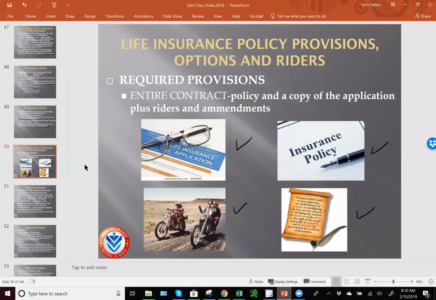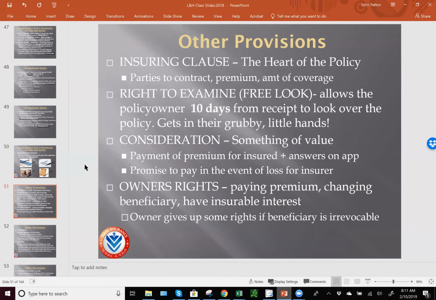Let's say you have to go to court over something. They can only refer to what's in the contract. So this provision is all about the documents in an insurance contract. Next is the insuring clause. Now, the insuring clause is the heart of the insurance policy. It states who the parties to the contract are, the amount of premium, the amount of coverage, and it also does state the insurer is promising to pay benefits. Part of the policy located on page 1.